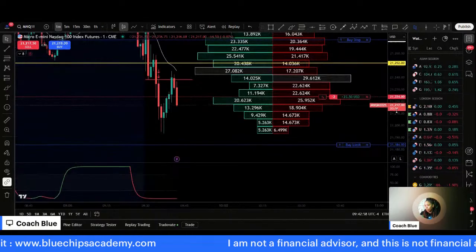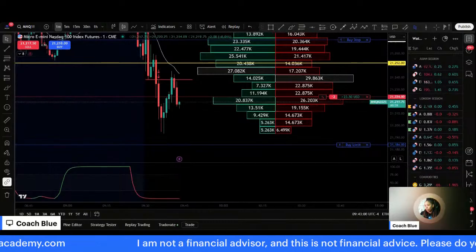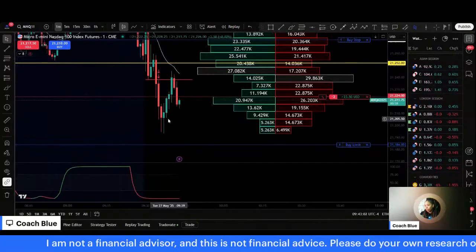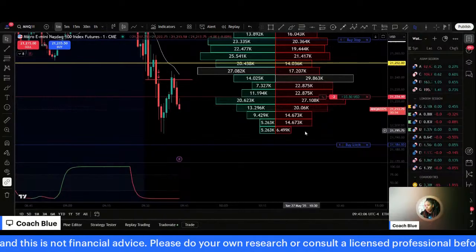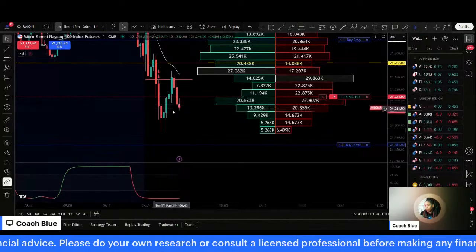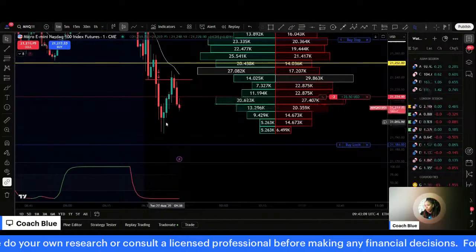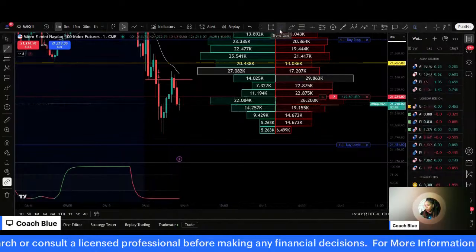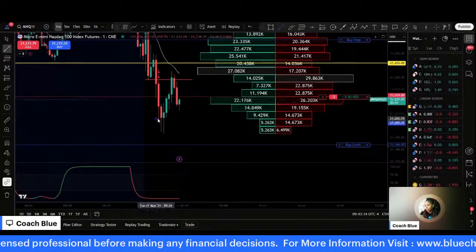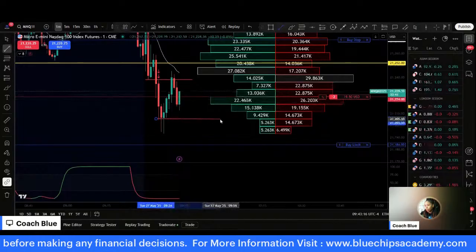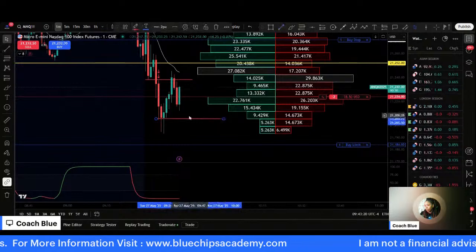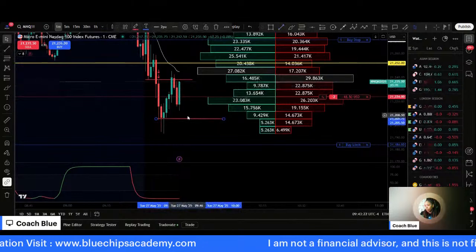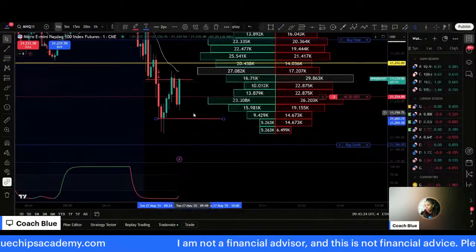All right, so we're getting a little bit of pushback here. Now what I'm looking for is to see how price responds if we get down here. How does price respond when we get right back down at this area? Are we finding support here, or are we going to break through? Okay, so let's just see what happens here.